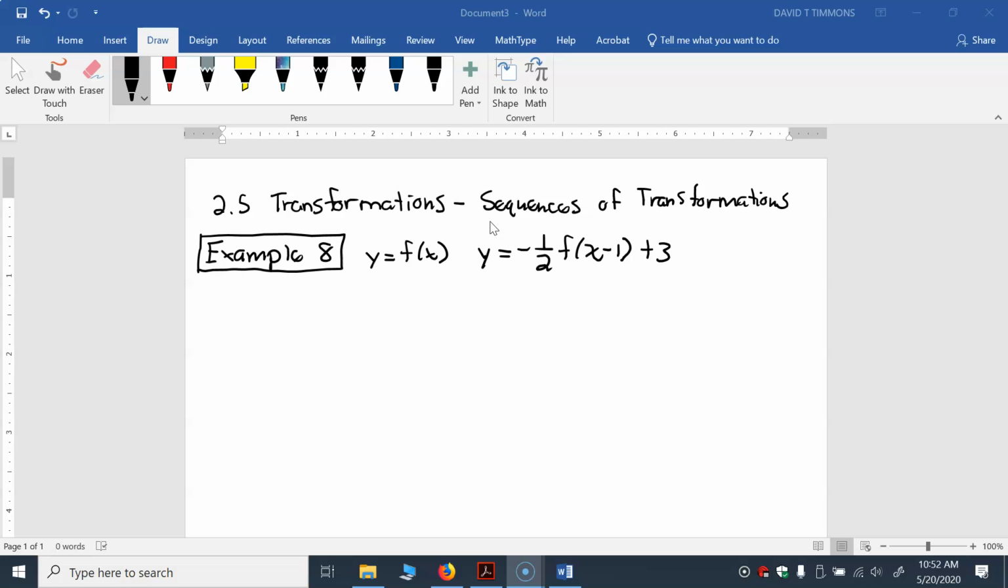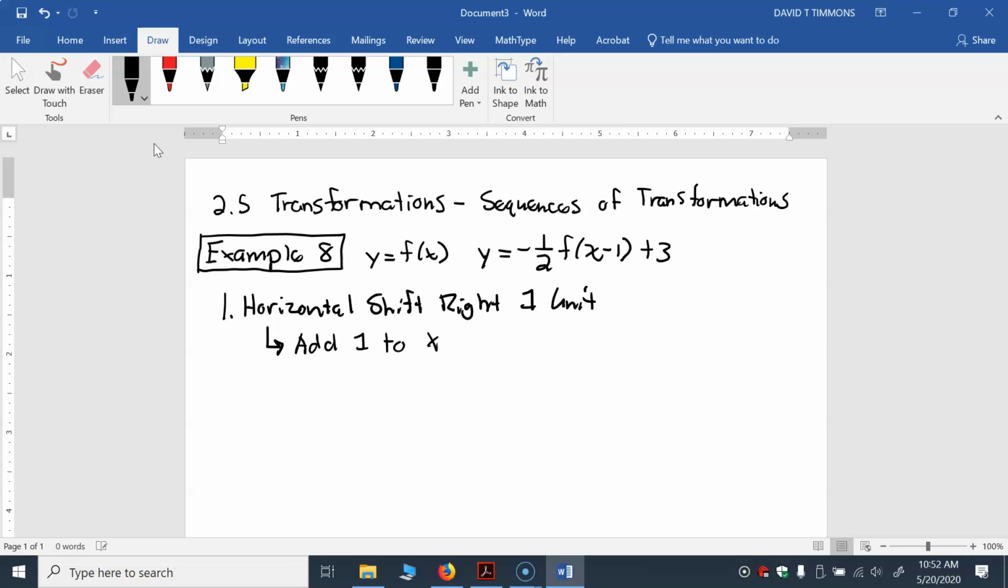get the problem started. So if we take a look, here you can see there's a -1 that's inside the argument of the function. That's a horizontal shift. So that'd be the first thing we do. So this is a horizontal shift right 1 unit. And what's our algebraic manipulation? We will add 1 to the x coordinates. So that's really the first key manipulation we'll make.